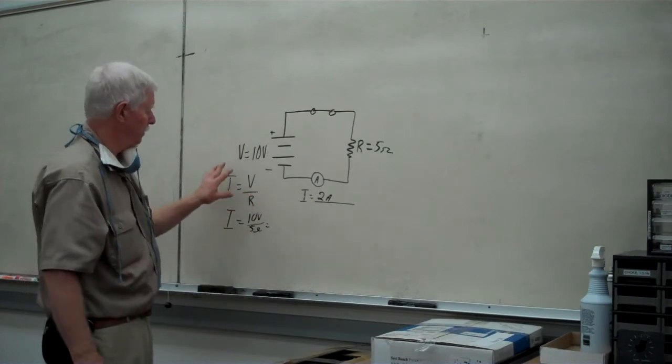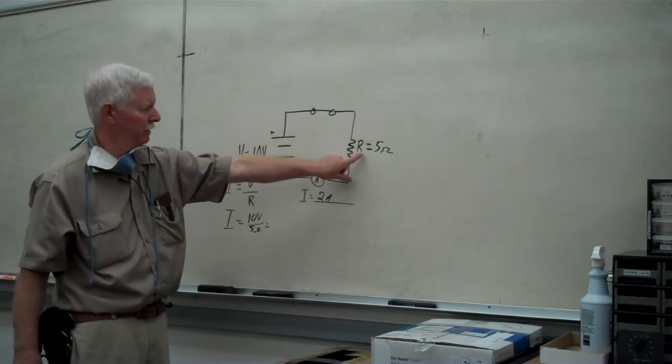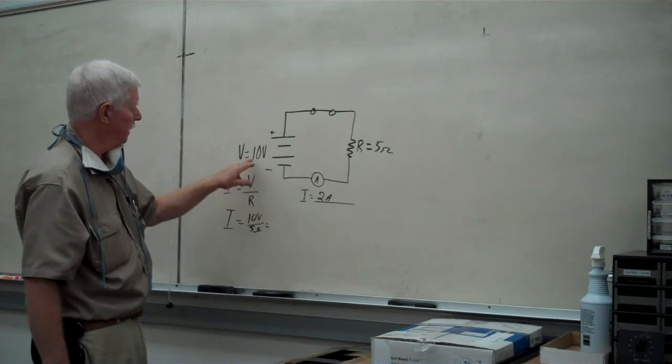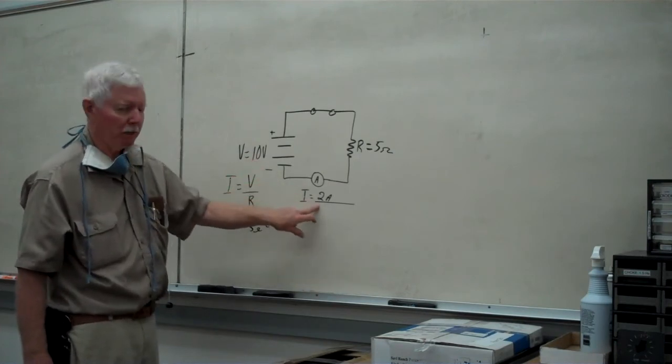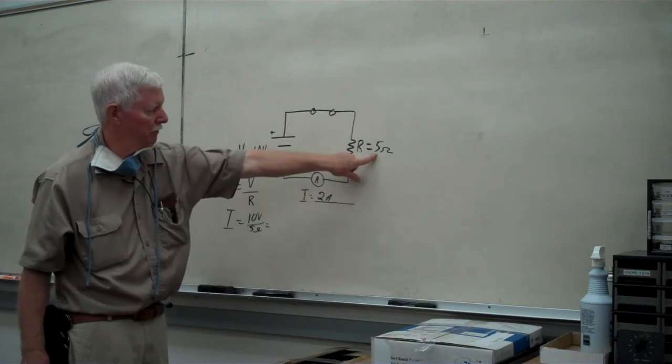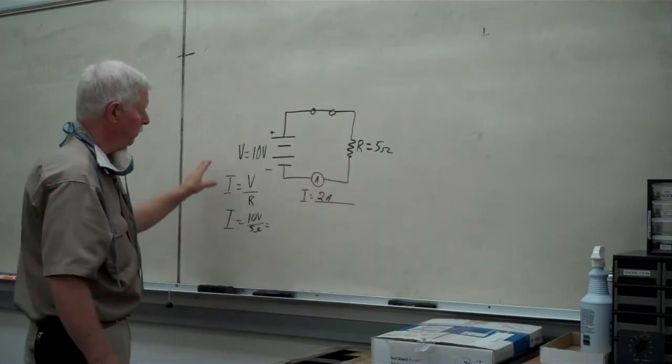If we took this particular circuit and wanted to calculate, say, the resistance, we could take the voltage divided by the current, which is 10 volts divided by 2 amperes, and come up with 5 ohms. So it works out very well.